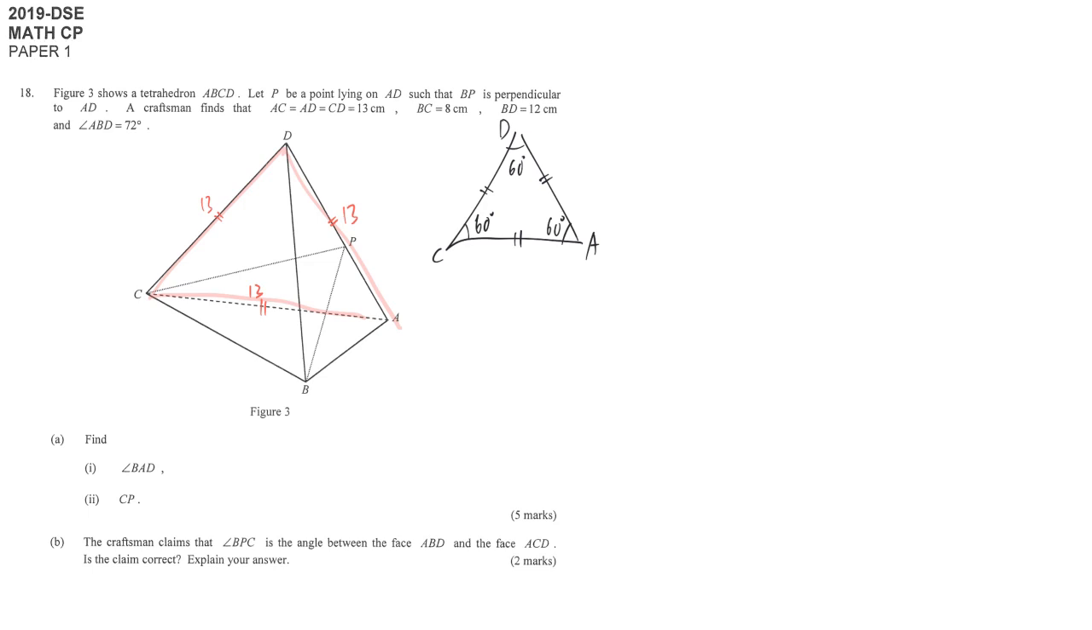BC is equal to 8. And then BD is 12. And then angle ABD is equal to 72 degrees. What they ask us to find is angle BAD. So we want to find out this angle.